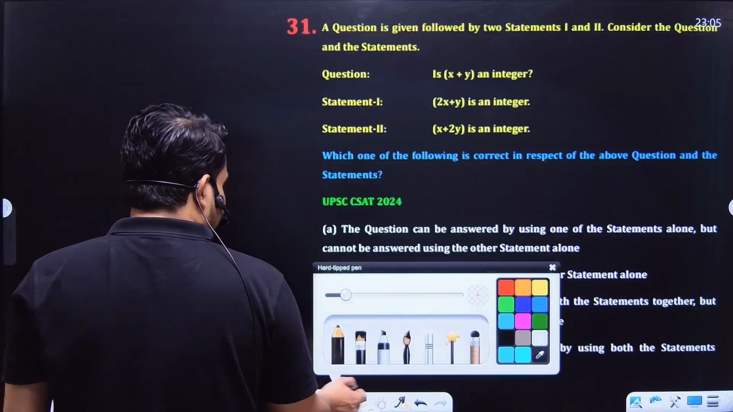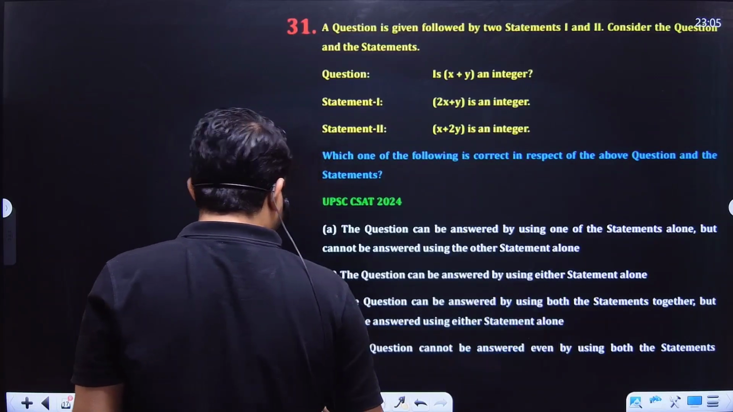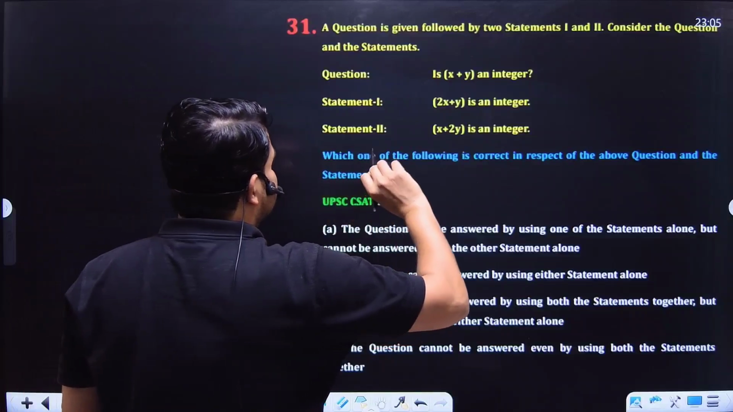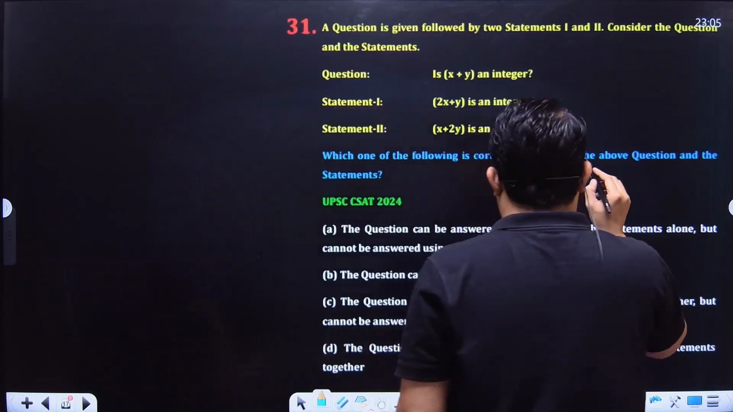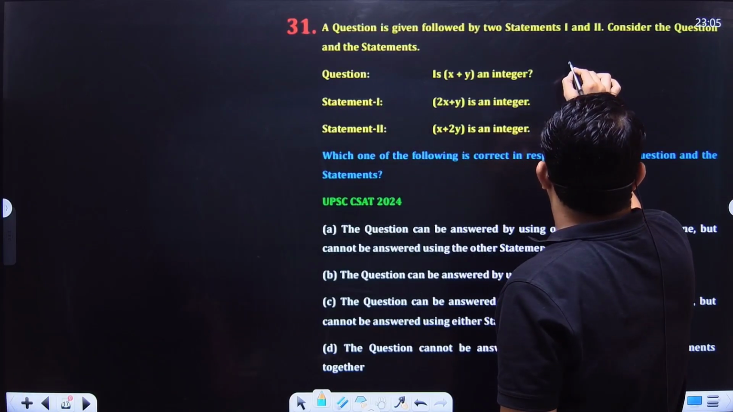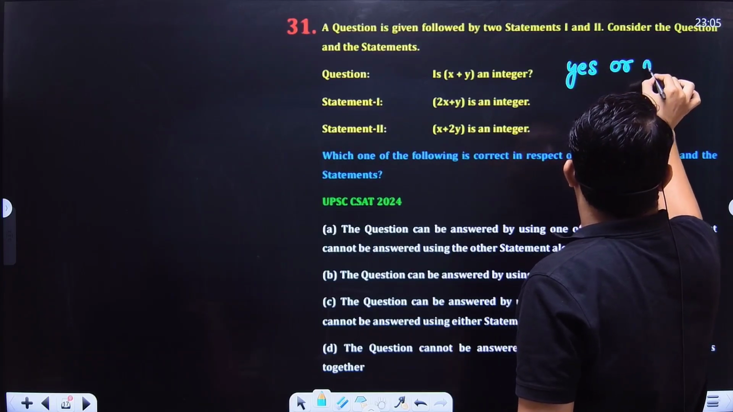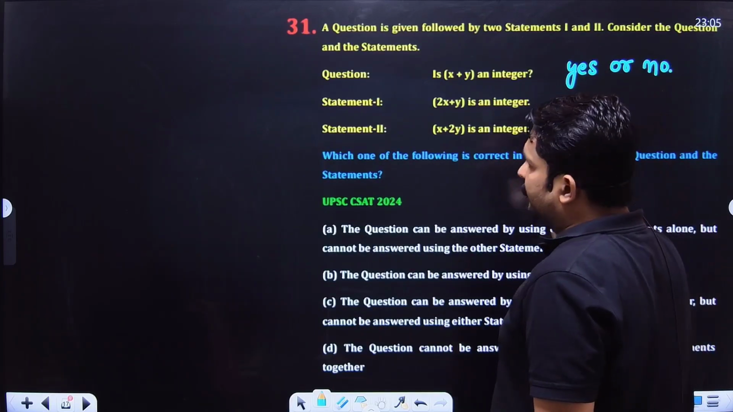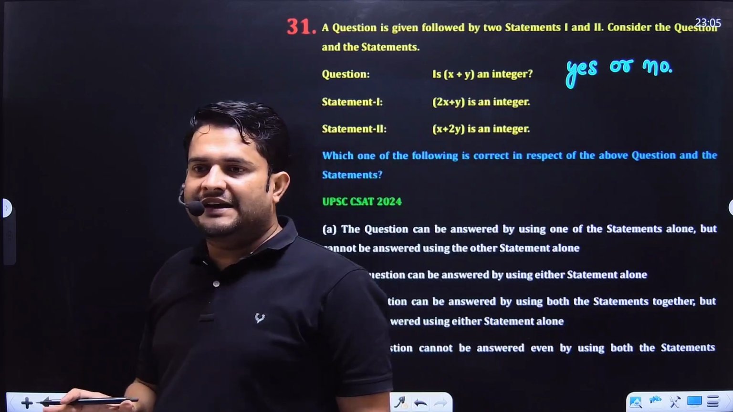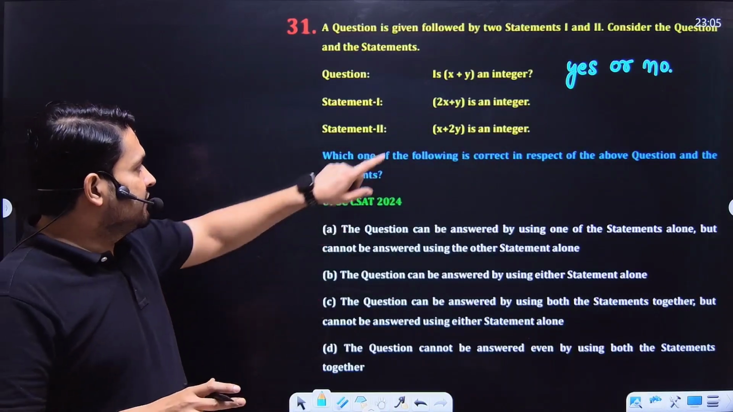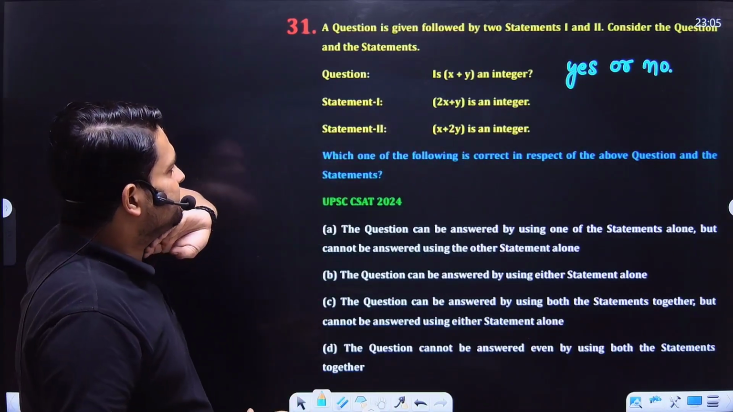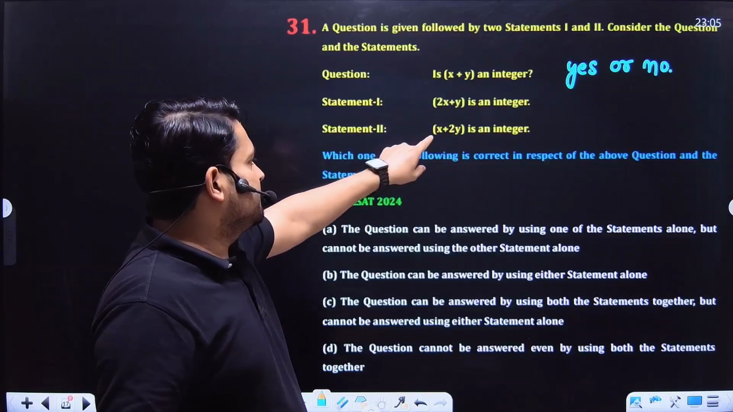See, in this kind of question, the question is: is x plus y an integer? And you have to tell only yes or no. Your answer should be either yes or no, and you will take help of these two statements. What are they? 2x plus y is an integer, and x plus 2y is an integer.